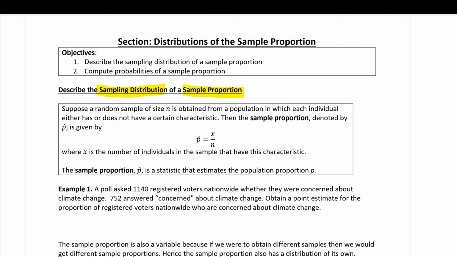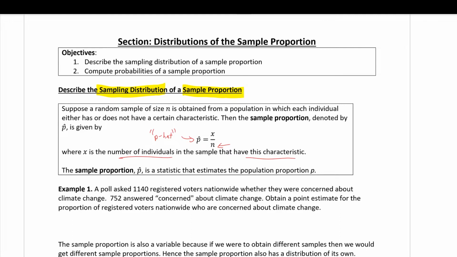So what is a proportion? Well, you can think of it as a percentage. Now suppose a random sample of size n is obtained from a population in which each individual has or does not have a certain characteristic. Then the sample proportion, denoted by p hat, is given by x over n. Here n is your sample size, and x represents the number of individuals from the sample that have the certain characteristic we're looking for.